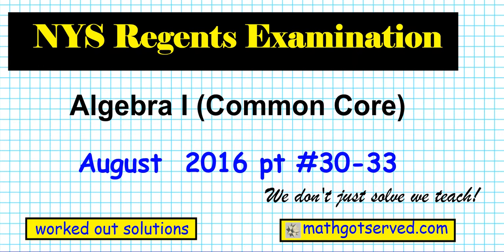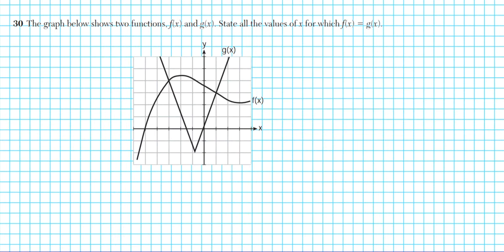In this clip, we're going to be going over problems 30 to 33 of the Algebra 1 Common Core New York Regents exam for August 2016. Alright, let's take a look at question 30. It says, the graph below shows two functions f of x and g of x. So this is f of x, and then this absolute value function is g of x. Question: state all the values of x for which f of x is equal to g of x.